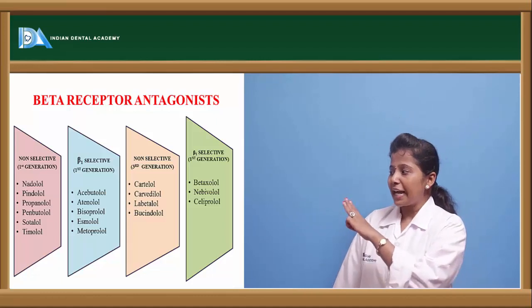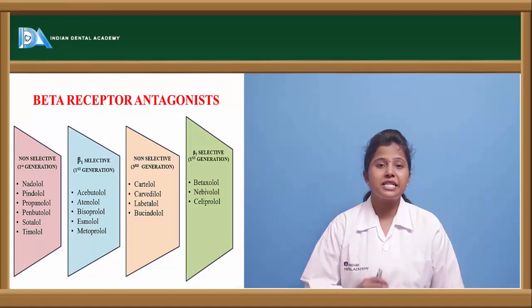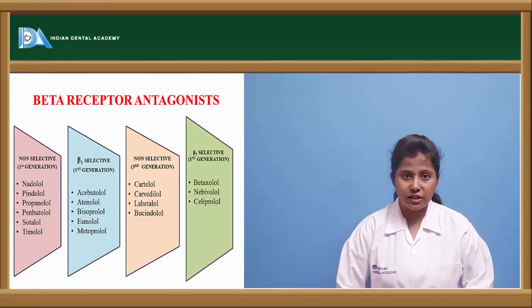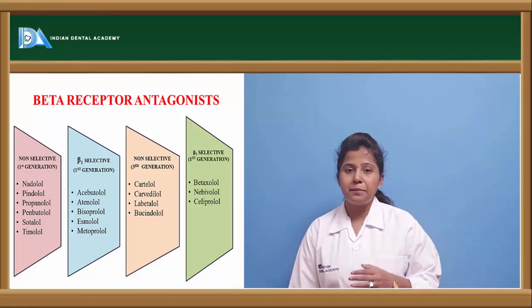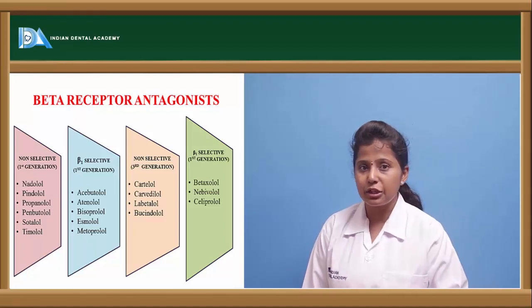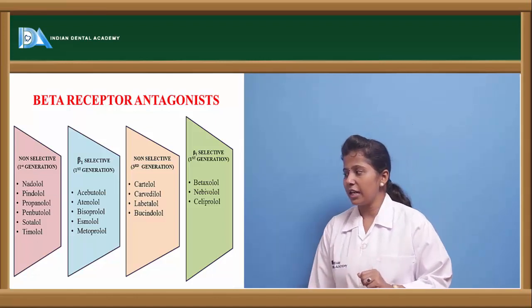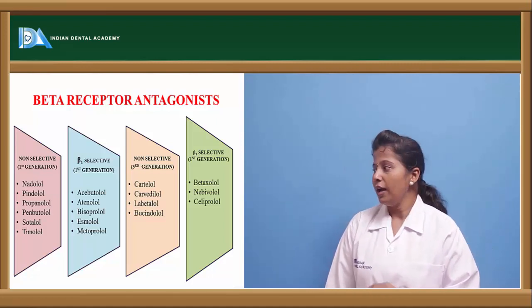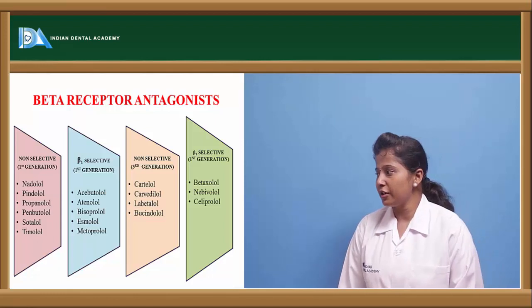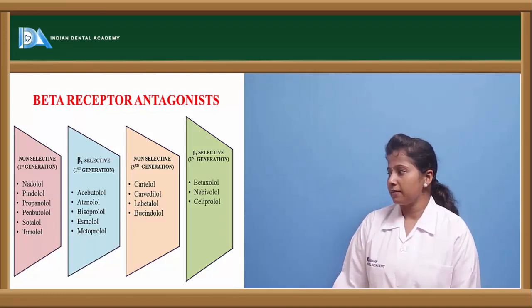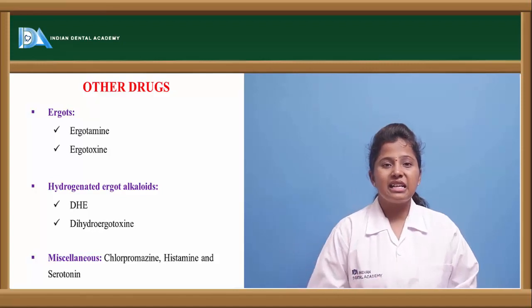So here the action, or we can say the effect, of these third generation drugs is more when compared to the first generation drugs. Let us see the beta 1 selective drugs. Here also we have first generation as well as third generation drugs. First generation drugs include acebutolol, atenolol, bisoprolol, esmolol and metoprolol, as well as the third generation drugs include betaxolol, nebivolol and celiprolol. Apart from these, there are other drugs.